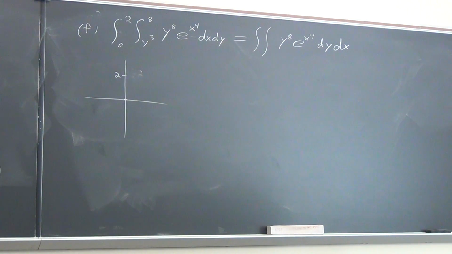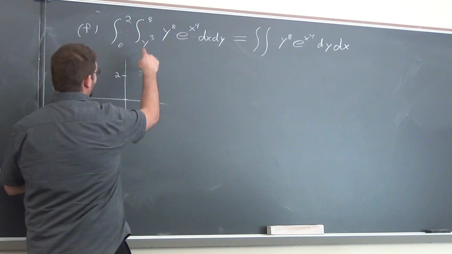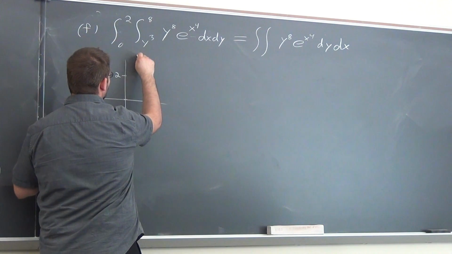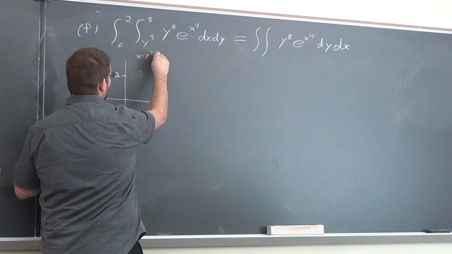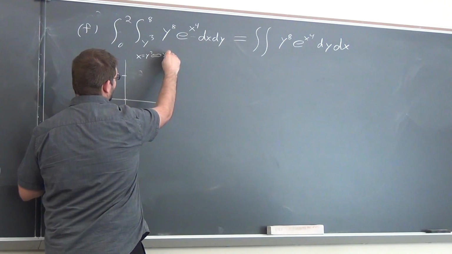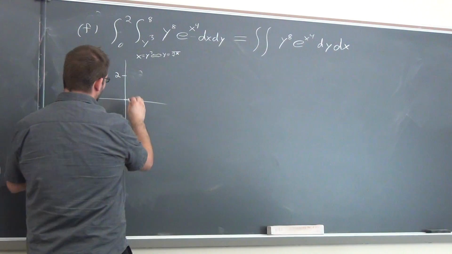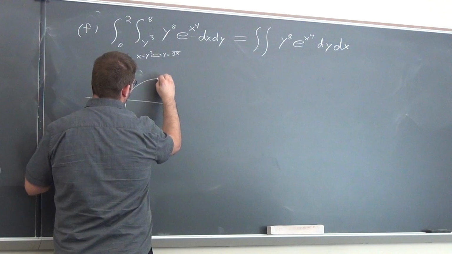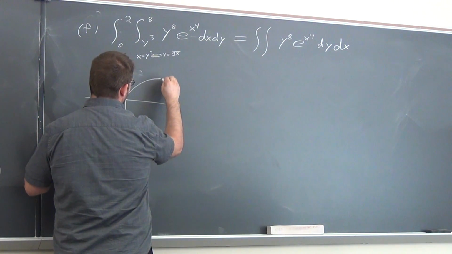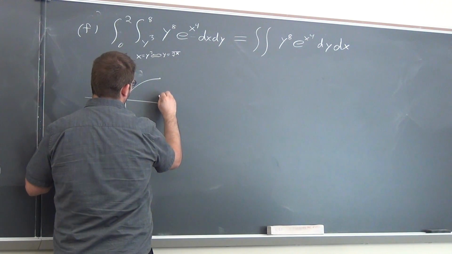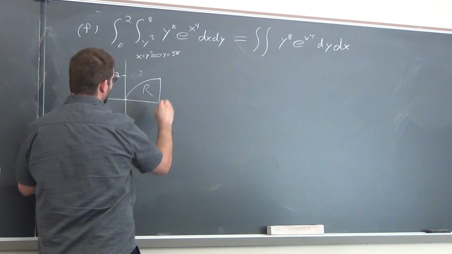Okay, so this time we start from y going from 0 to 2, and then the x's are going to go from y cubed. So let me just say x equals y cubed. You can sketch that. We're going to switch it eventually. We need y equals the cube root of x. So that's this curve like this, and you can just guess that there's where 8 is. So we're talking about that region there.